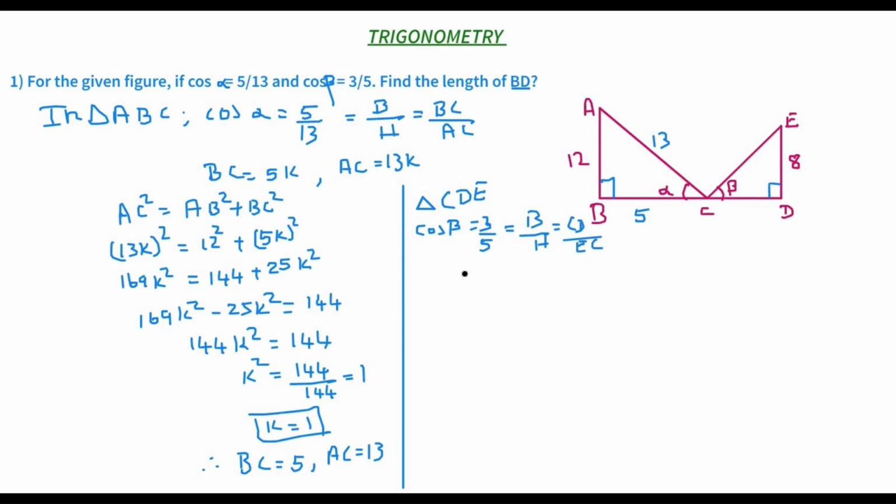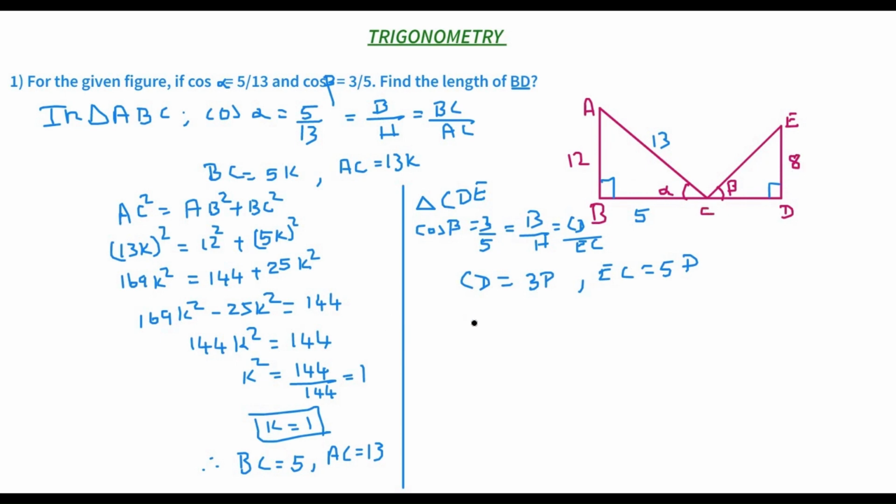So we can keep CD equals, since this is 3, I will keep it as 3P. You can take any alphabet, X, Y, Z, anything. I just took it as P. That time I took it as K. Now I have taken it as P. Now we know CD equals 3P. And what about EC? EC equals 5P. So the same Pythagoras theorem I am going to apply here. And we know ED is 8.